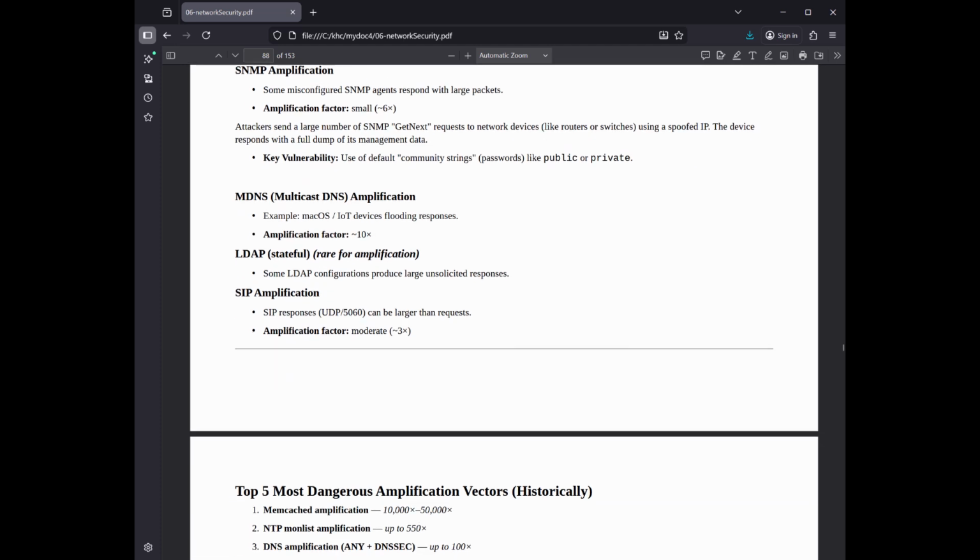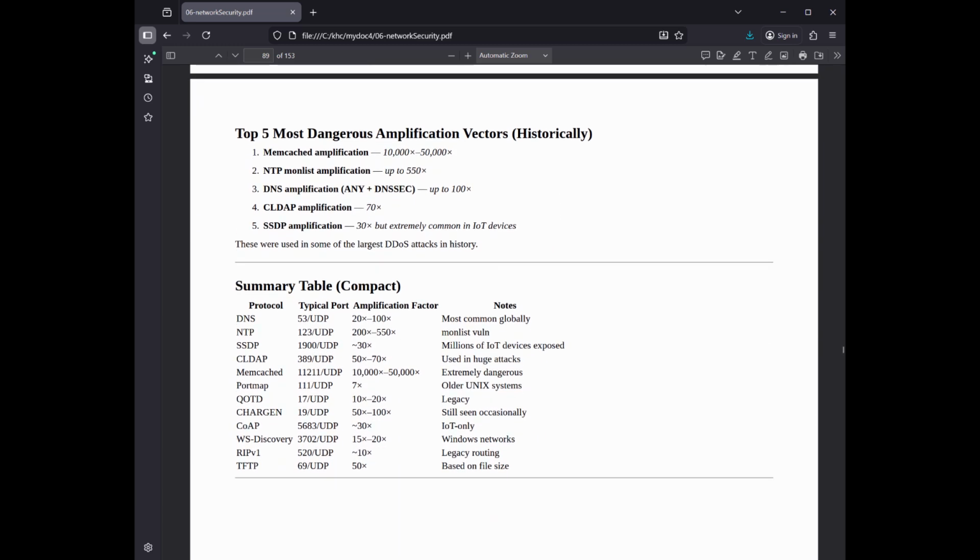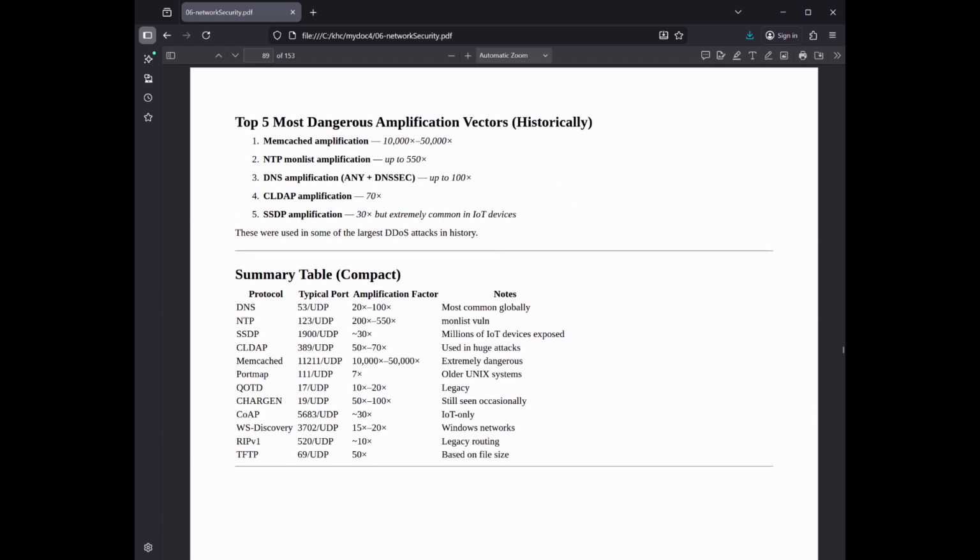Top 5 most dangerous amplification vectors, historically. 1. Memcached amplification, 10,000 times, 50,000 times. 2. NTP monlist amplification, up to 550 times. 3. DNS amplification, ANY plus DNSSEC, up to 100 times. 4. CLDAP amplification, 70 times. 5. SSDP amplification, 30 times but extremely common in IoT devices. These were used in some of the largest DDoS attacks in history.